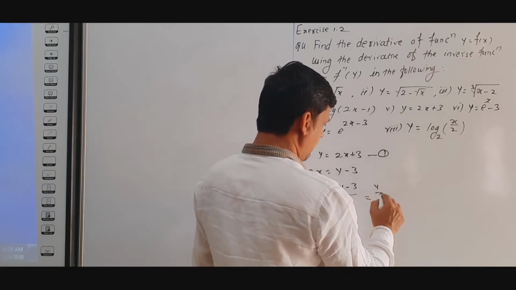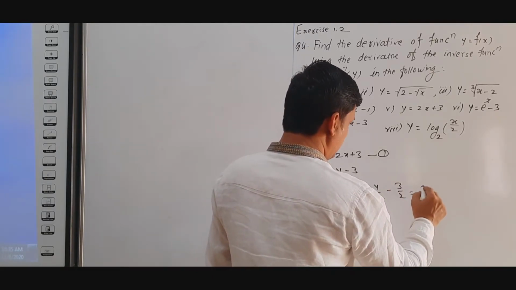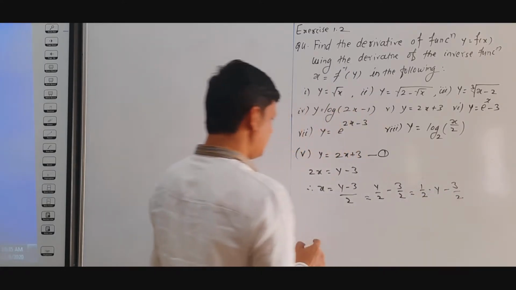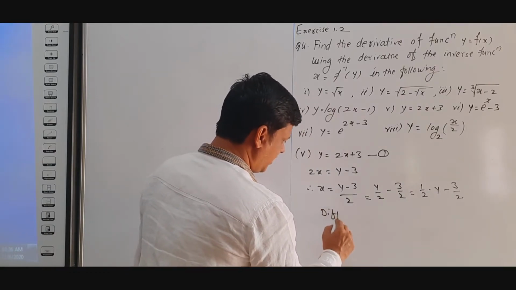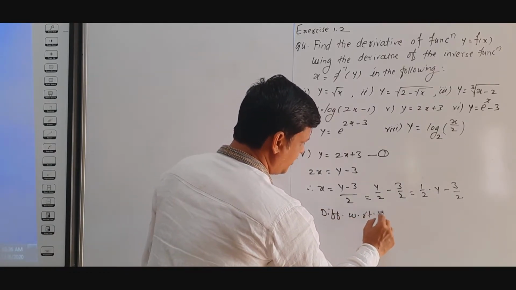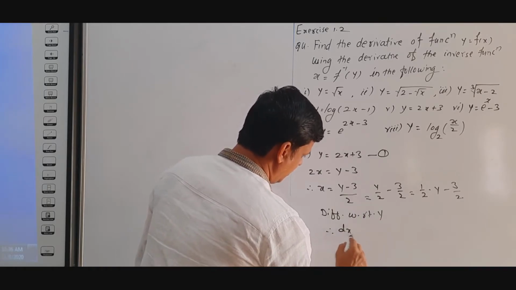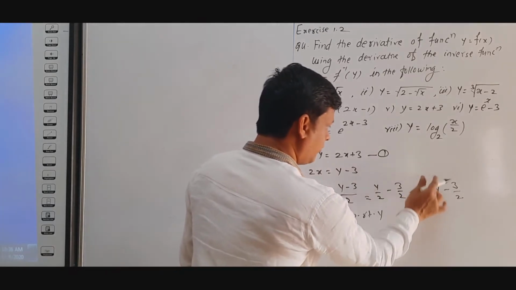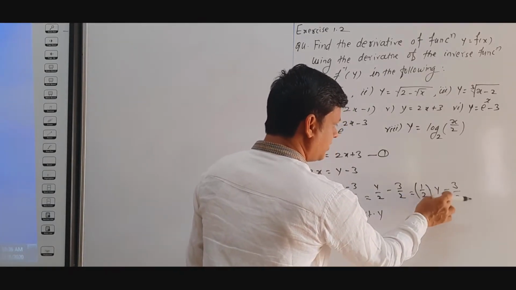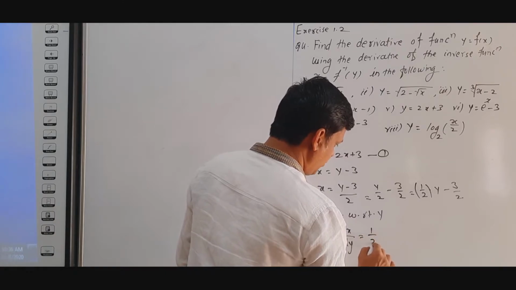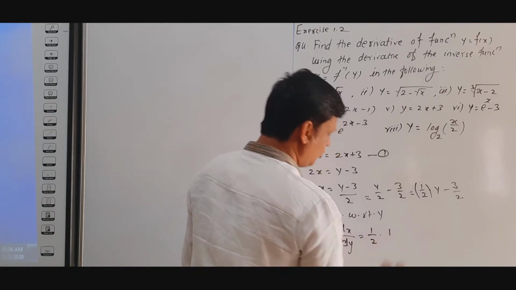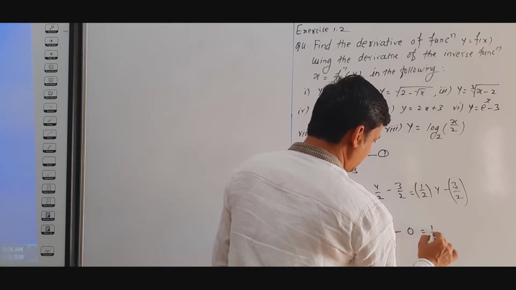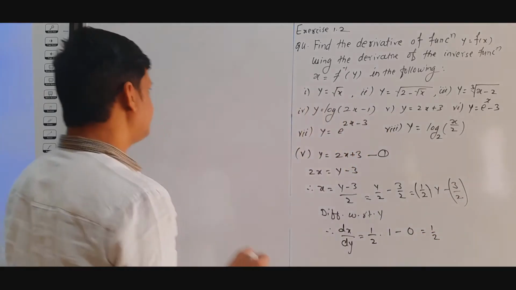That we write here y by 2 minus 3 by 2, or we can write 1 by 2 into y minus 3 by 2. So we differentiate with respect to y. Therefore derivative of x with respect to y is dx upon dy. Here 1 by 2 is constant but with function y. So we write here 1 by 2 as it is. Derivative of y with respect to y is 1 and derivative of this single constant is 0. So we write this is equal to 1 by 2.